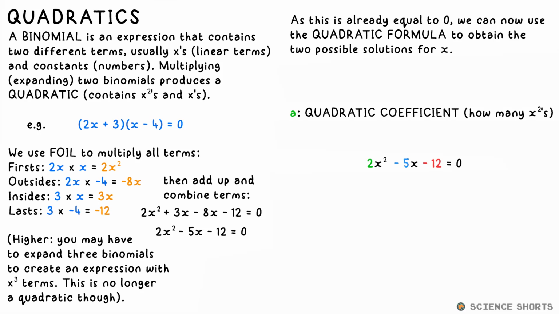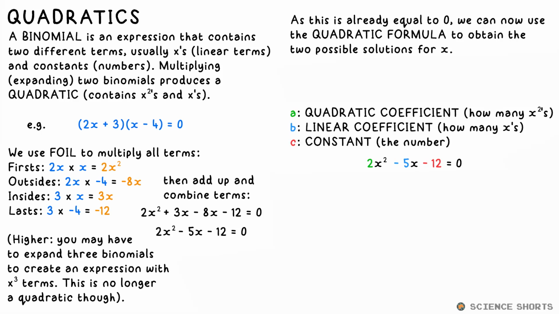So we say that we have a quadratic coefficient of 2, we have 2x squared. The linear coefficient is minus or negative 5. Finally, the constant is minus 12. We can now use the quadratic formula to solve this. x equals minus b plus or minus the square root of b squared minus 4ac, all over 2a. a is the quadratic coefficient, b is the linear coefficient, and c is the constant.